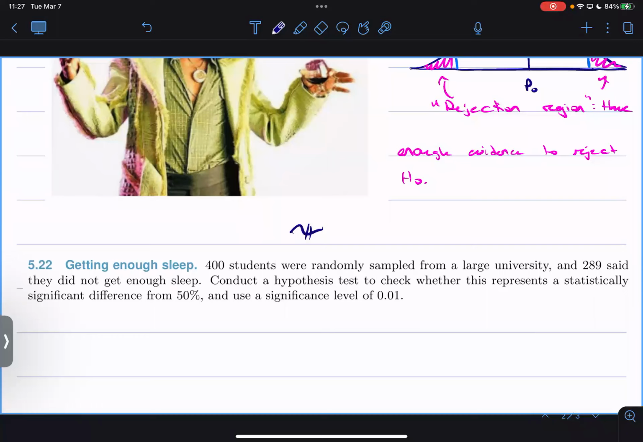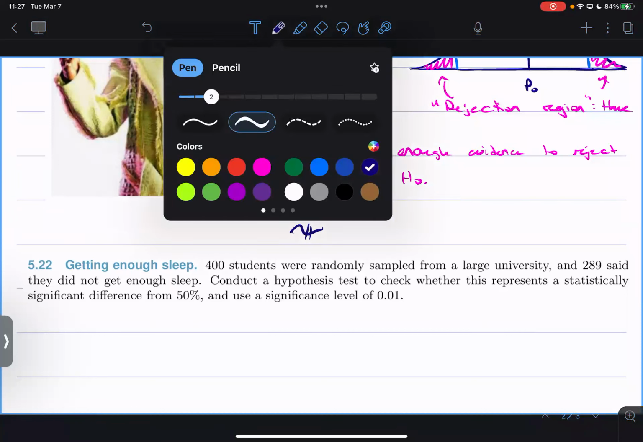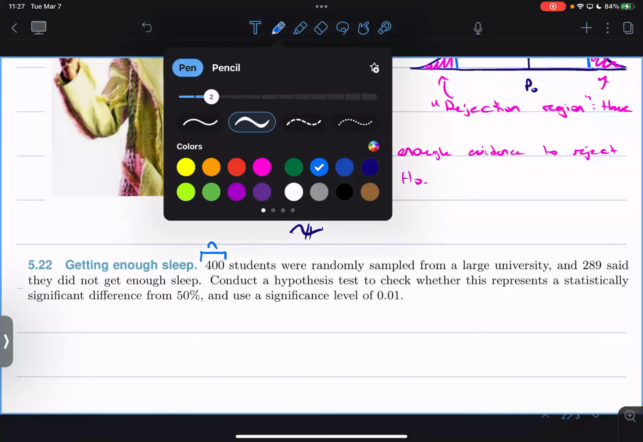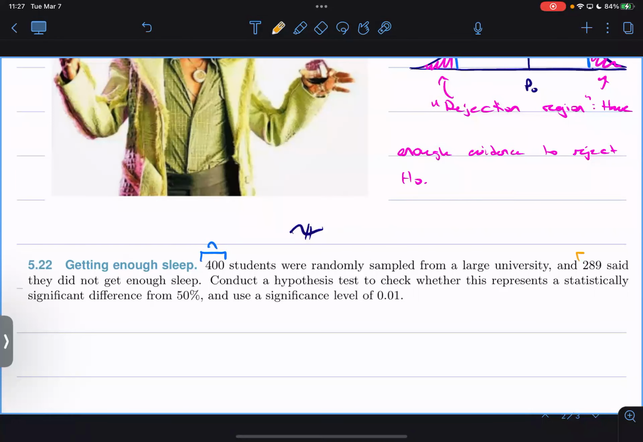So a couple of things. I've got my sample size, and I've got some number of that sample size that said that they did not get enough sleep, which seems to be what I'm interested in here. Conduct a hypothesis test to check whether this represents a statistically significant difference from 50%. And so here, how do we denote successes? X is 289, and N is 400.